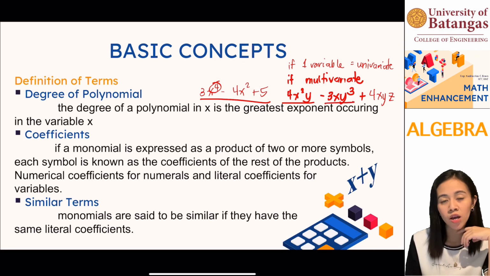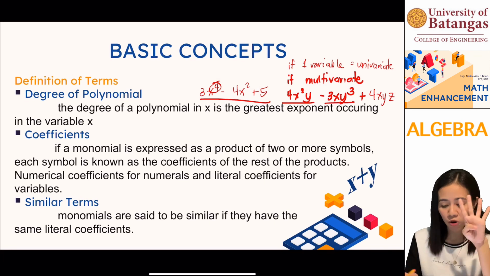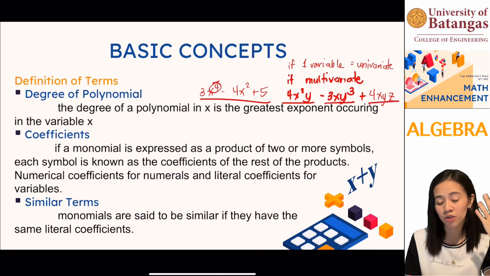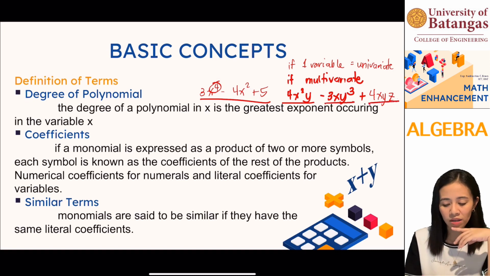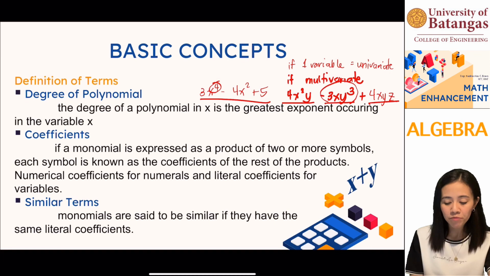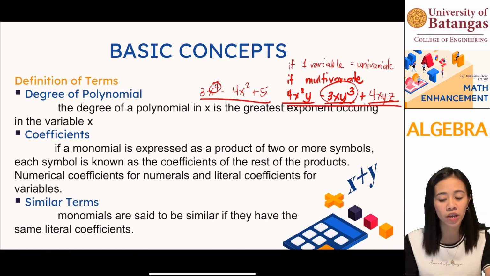Pagdating mo sa second term, you have their x raised to 1, so you get 1, and then y is raised to 3, so you get 4 as a sum. And then for the third term, you have 4xyz, but since there are just one of each variable, 1x, 1y, 1z, then you have 3 as a sum of the exponents. So overall, pinakamataas dito in terms of sum, yung ating middle term, which is negative 3xy cubed. Therefore, whose sum is 4, so therefore, ang degree ng polynomial na to, which is multivariate, is equivalent to 4. So, kung ano yung sum ng exponents, yun po yung ating degree of the polynomial.